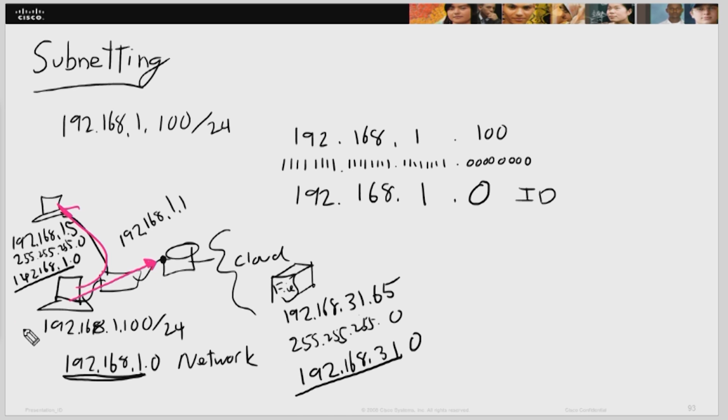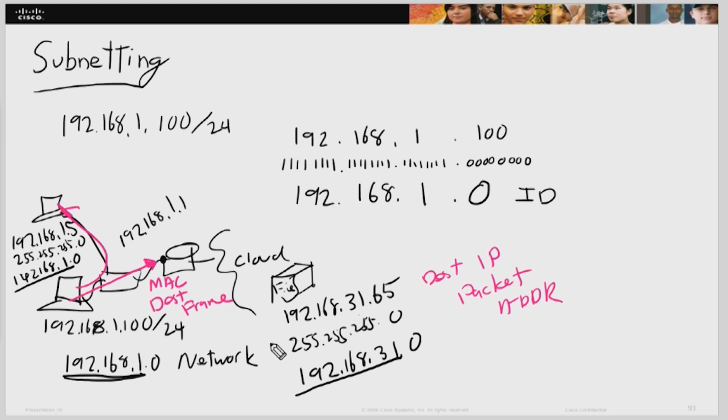The destination IP is going to be 31.65. This is the destination IP. This is the destination packet address. The destination frame address is going to be the router's MAC address. So it'll be the router's Ethernet MAC as the destination frame. It's all based on this concept of looking at the network portion of the IP address. Again, that's the subnetting piece, by taking a major network boundary that someone gave me and then making it smaller if I need to do that.